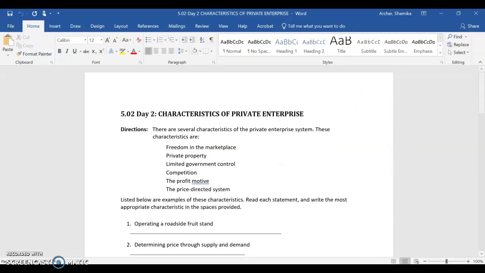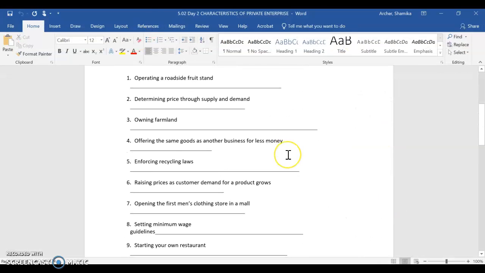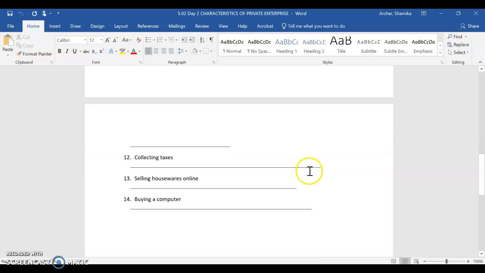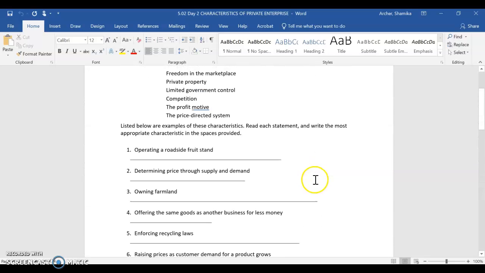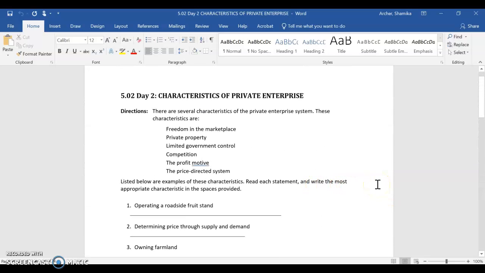I'm going to go ahead and pull up the 502 characteristics of a private enterprise. It's only 14, so I'm going to do the first 3 with you. Again, this is focusing on some of the advantages and disadvantages that they have here. I'm going to give you a minute to do your notes, and then I'm going to come back with this.